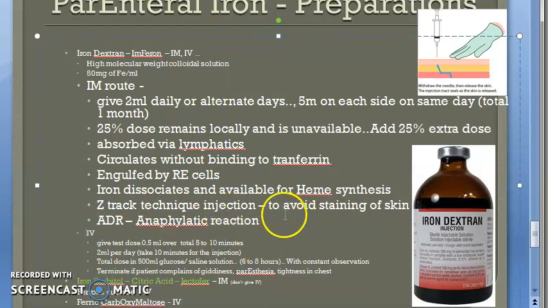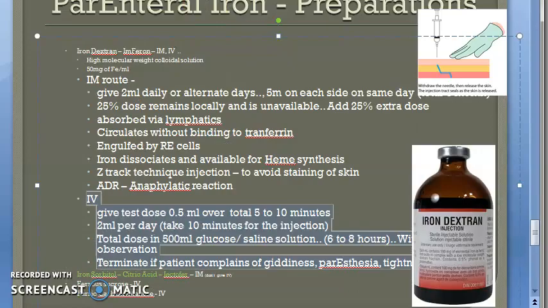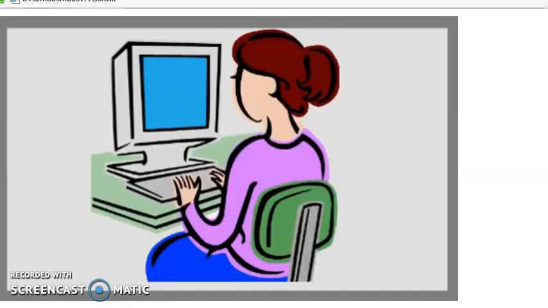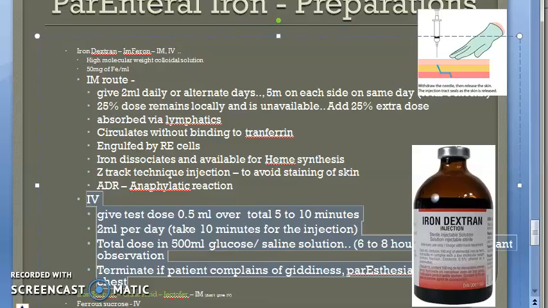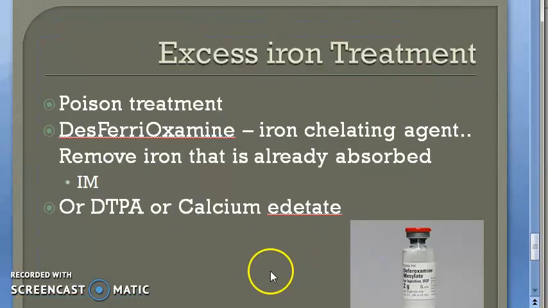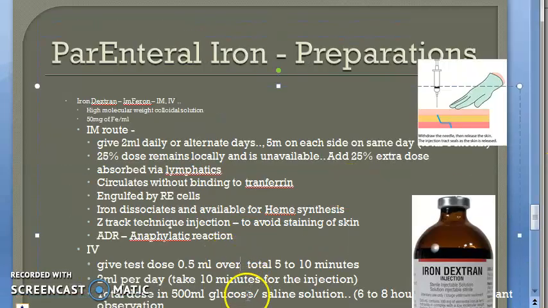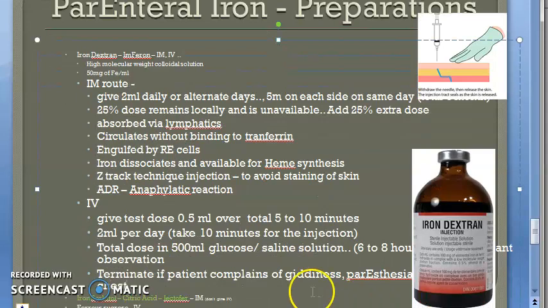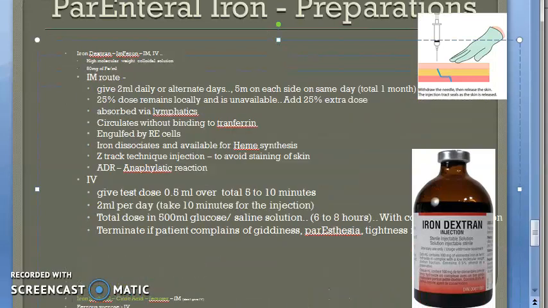Now let us look at the IV route. For iron dextran, IM we have finished. Now we are checking how to give IV. With IV you will actually give a test dose. Remember to give a test dose for IV iron. So how will you give IV? You will give a test dose of 0.5 ml, and that too over 5 to 10 minutes.